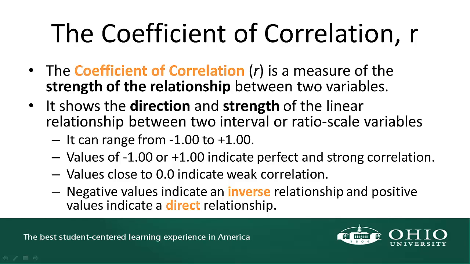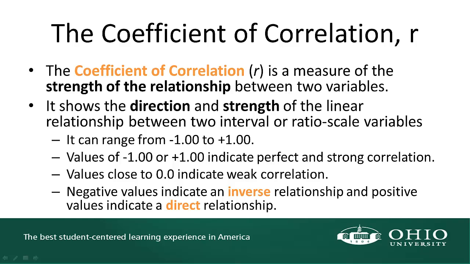The coefficient of correlation R is the measure of the strength of the relationship between two variables. It is measured by the direction and strength of a linear relation between the two variables. So essentially, this value can range from negative 1 to positive 1. So the direction would be either if it's negative or positive, and then the strength is how close to one it is in an absolute fashion.